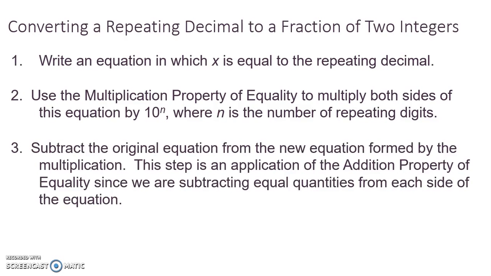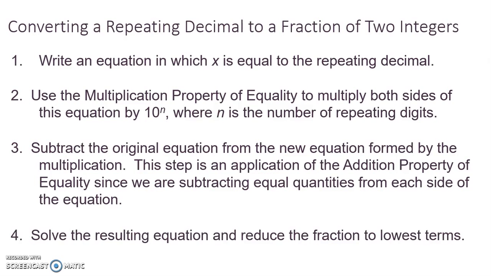And then subtract the original equation from the new equation formed by the multiplication. This step is an application of the addition property of equality since we are subtracting equal quantities from each side of the equation. Then solve the resulting equation and reduce the fraction into lowest terms. All that to say, let's just do one. I promise you it'll make a lot more sense.